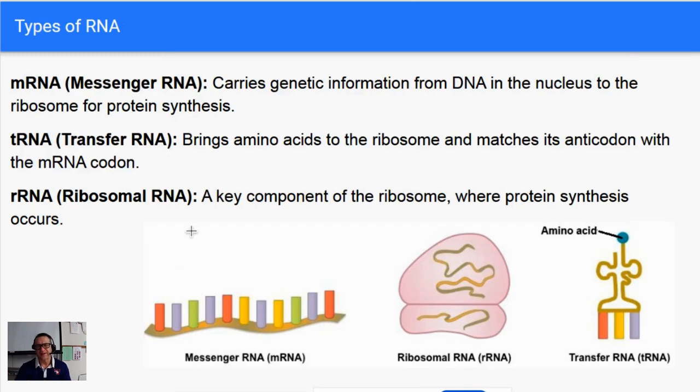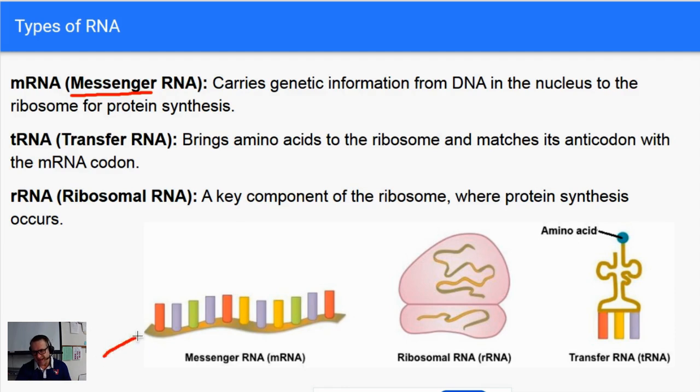All right, unfortunately, like DNA, there's only one type of DNA. RNA, there's three types of RNA. Now, if you're like, oh, three is too much to remember, I can only remember two things. Well, okay, if you can only remember two things, the ones you want to focus on are the first one and the second one. The first one is mRNA, which stands for messenger RNA. This is the one that's going to carry the code from DNA, carry the genetic information from DNA in the nucleus, and transport it out into the ribosome for protein synthesis.